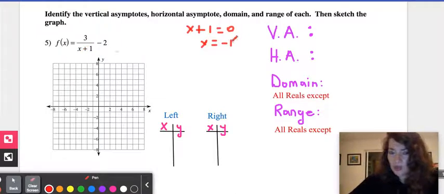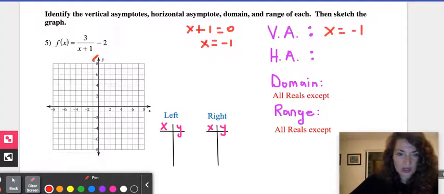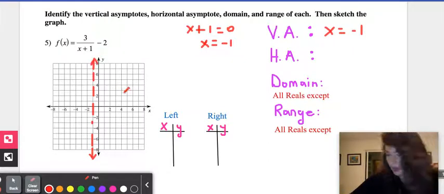So that means we have a vertical asymptote at the line x equals -1. So the denominator will tell you your vertical asymptote. I'm going to go ahead and already sketch the line -1 on the graph. So here is the line x equals -1. I'm going to put a dashed line, and it is going forever, so I'm just going to put arrows.